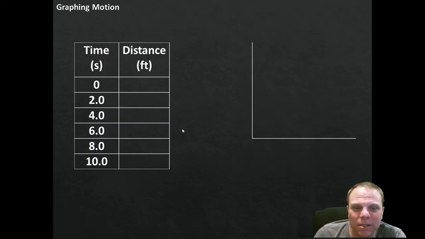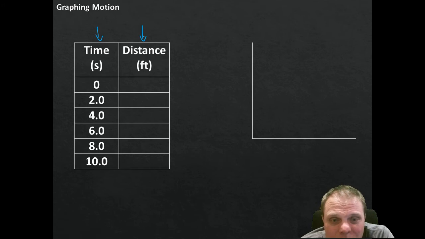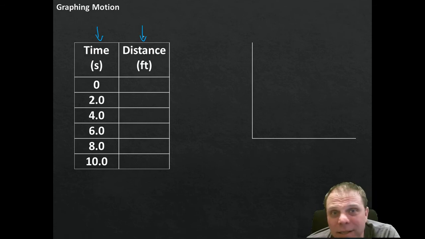All right, let's see if we can actually graph one of these ourselves. So we've got time, and then distance. Well, I don't have any distance values to plug in here. So let's assume that we had a little experiment and we were maybe rolling a ball, or maybe I was running, or asking a student to run forward and backward. Let's just choose one of those. Let's make it simple to start, and say we're rolling a ball.